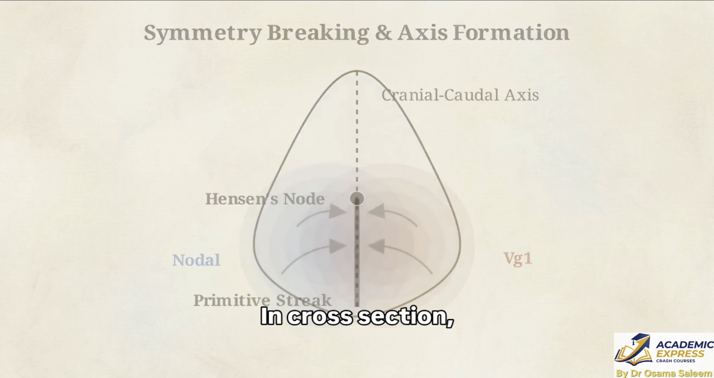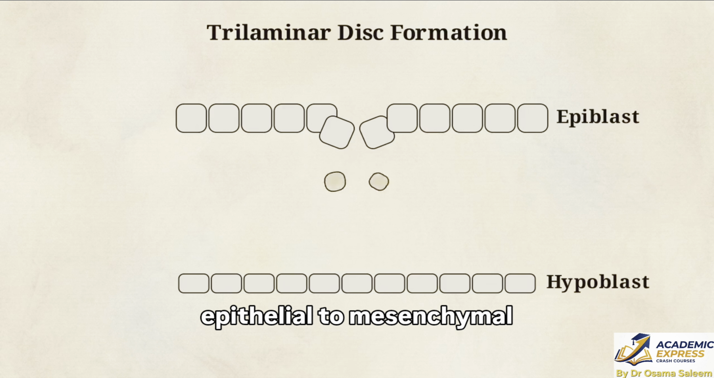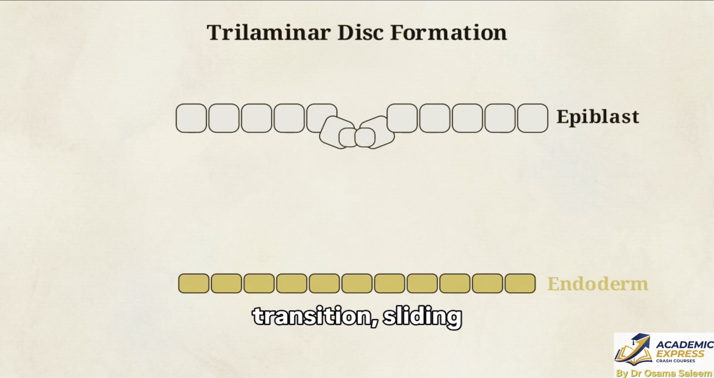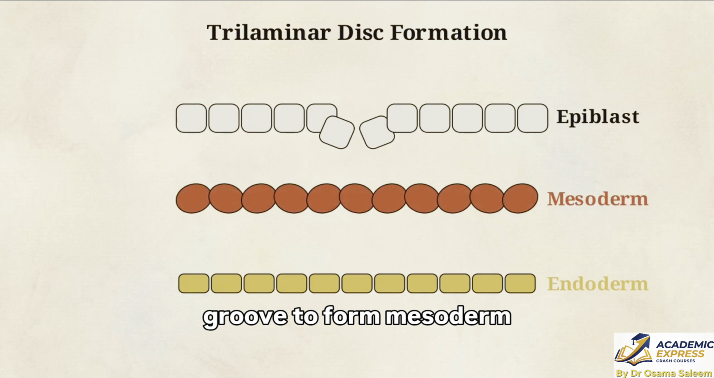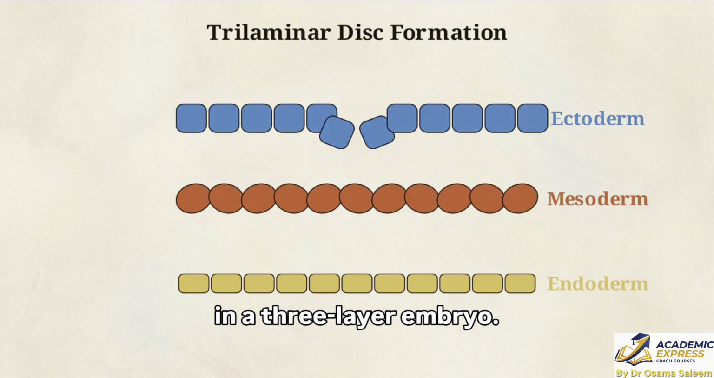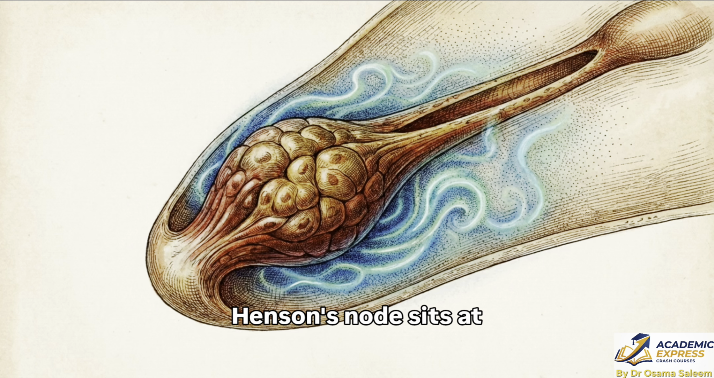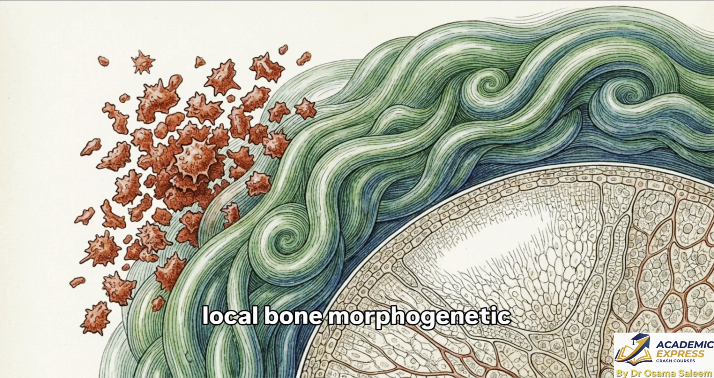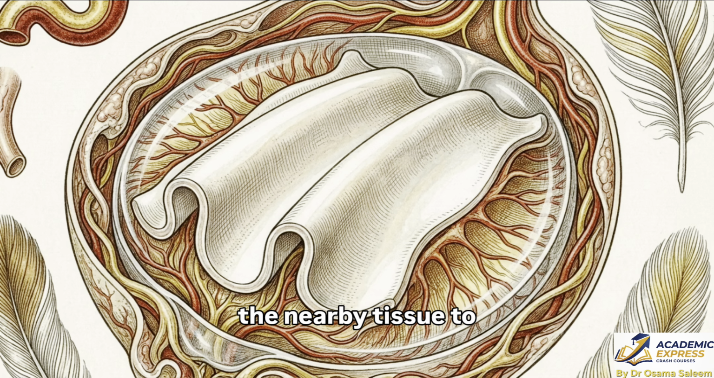In cross-section, epiblast cells undergo an epithelial to mesenchymal transition, sliding through the primitive groove to form mesoderm and endoderm, resulting in a 3-layer embryo. Hensen's node sits at the front of the streak, secreting proteins like chordin and noggin. These chemicals block local bone morphogenetic proteins, which allows the nearby tissue to begin forming the brain and spinal cord.